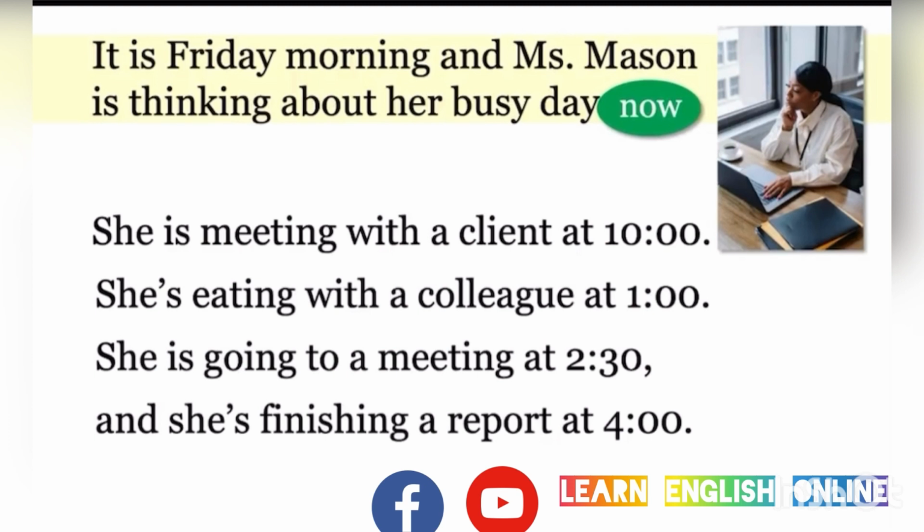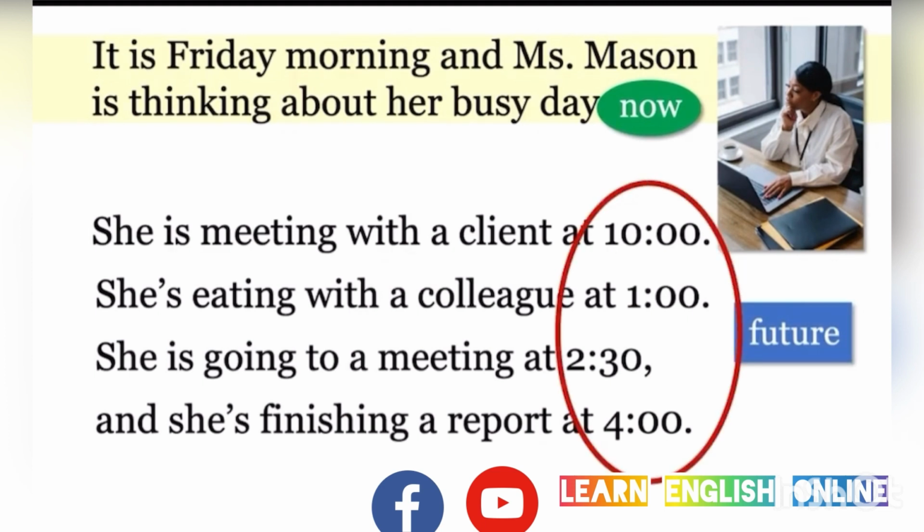All of these other sentences happen in the future, and I know that because they have a specific time later today. That's how we use the present progressive for the future when we put some other time that tells us it is going to happen in the future.